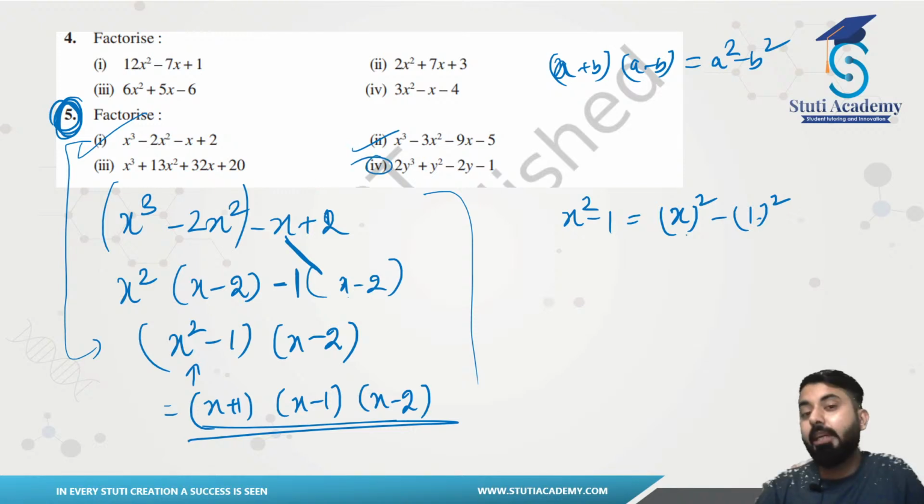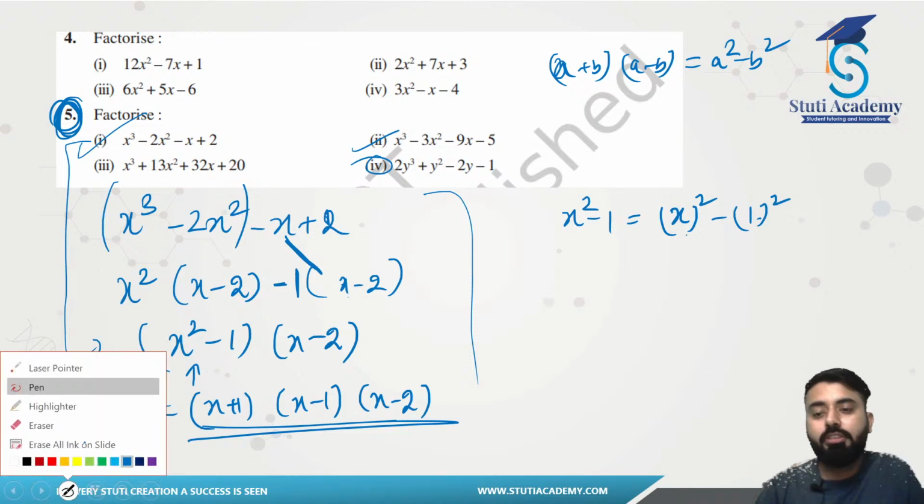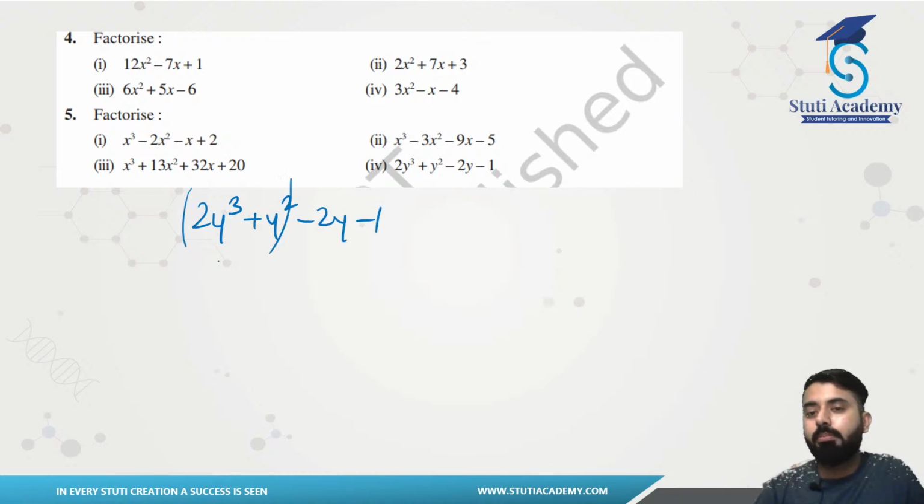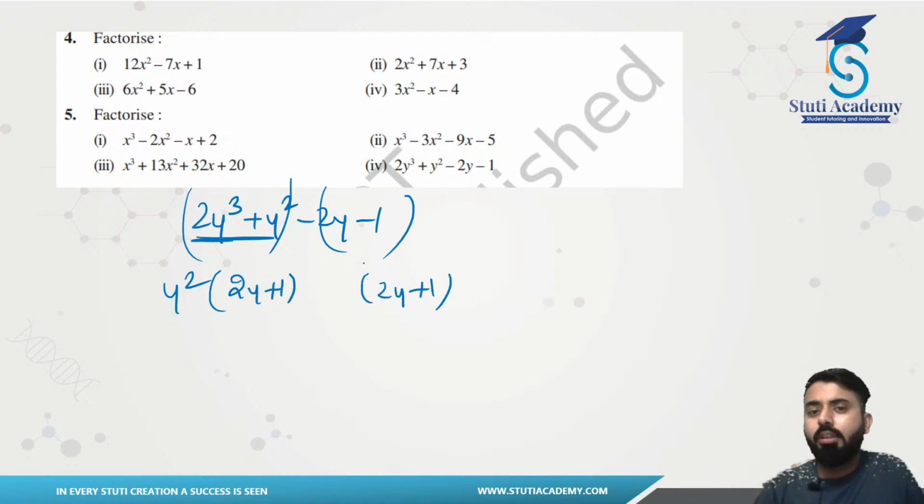It surely will be applicable in this one also. See, if I just erase this one, let's see whether it is applicable or not. 2y cube plus y square minus 2y minus 1. Put a bracket over here, put a bracket over here again. So you guys see, out of these two, I can see a y square common, right? I will be left with 2y plus 1, and write 2y plus 1 here as well. So I have taken a negative sign common and I have taken a 1 common. So my factors are what? y square minus 1 and 2y plus 1.